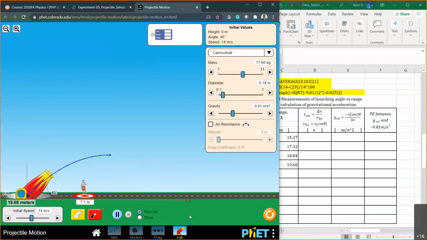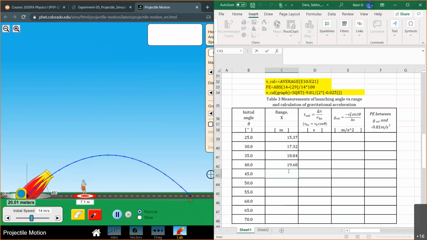Fire it again. Okay, now the number is about 19.98, I'm measuring it as 20.01. Let's use that number, 20.01. Measure by using the tape meter instead of the sensor, okay? But you can check with the sensor to make sure it's a reasonable value within the margin of error, okay?